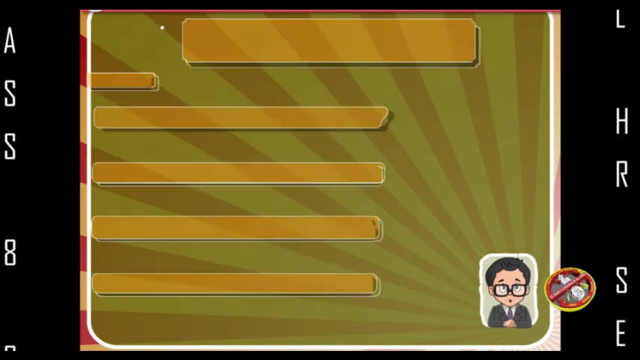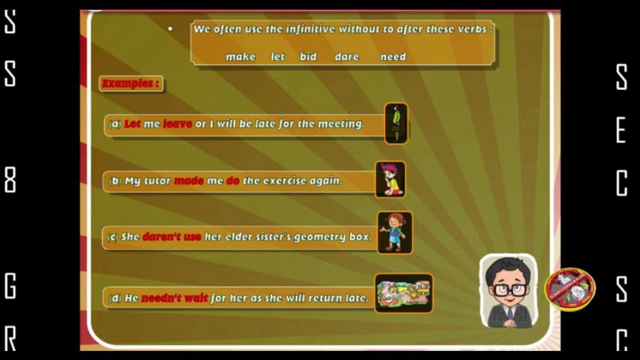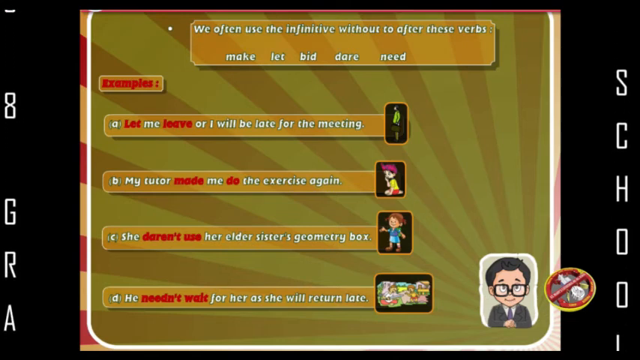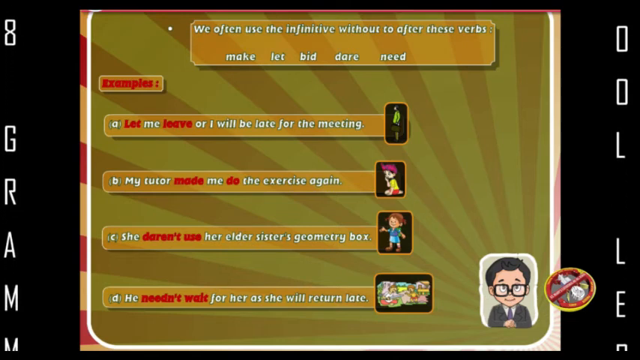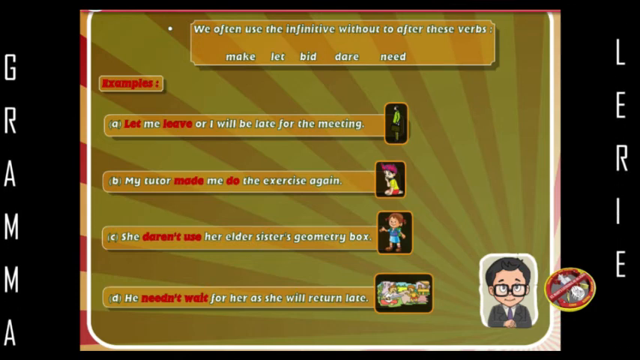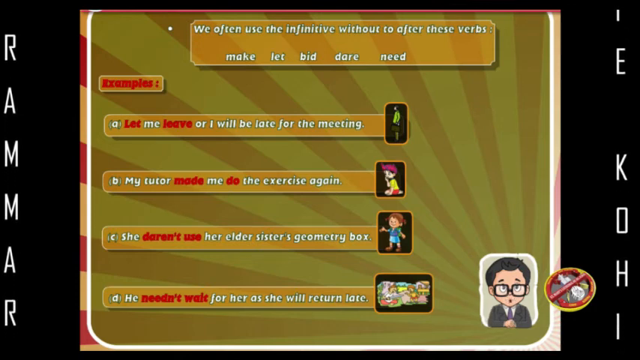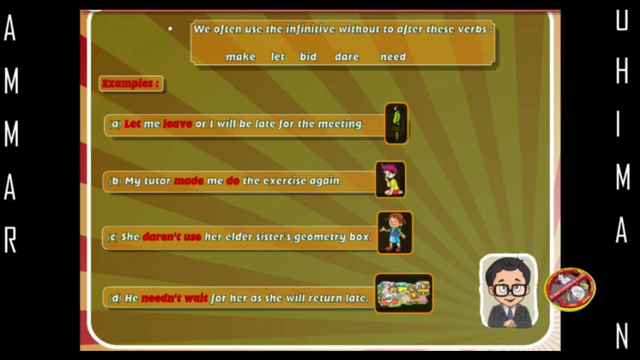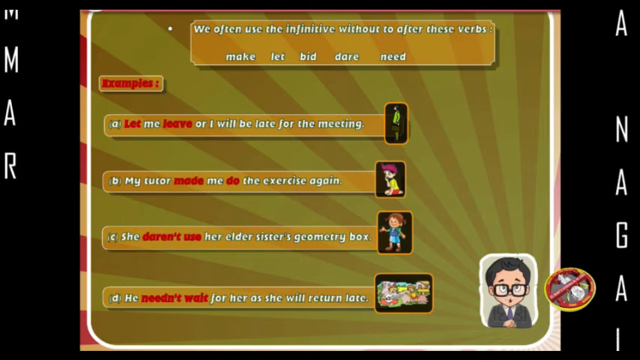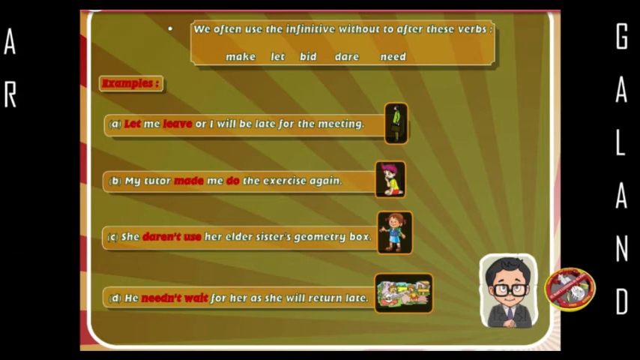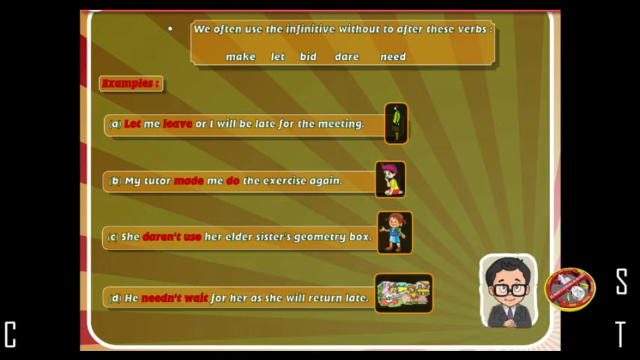We often use the infinitive without to after these verbs: make, let, bid, dare, need. Examples: let me leave, or I will be late for the meeting. My tutor made me do the exercise again. She daren't use her elder sister's geometry box. He needn't wait for her, as she will return late.